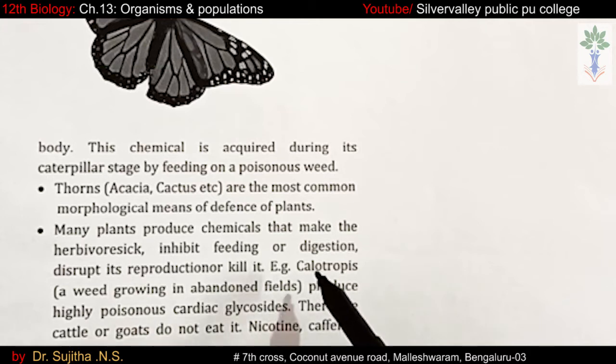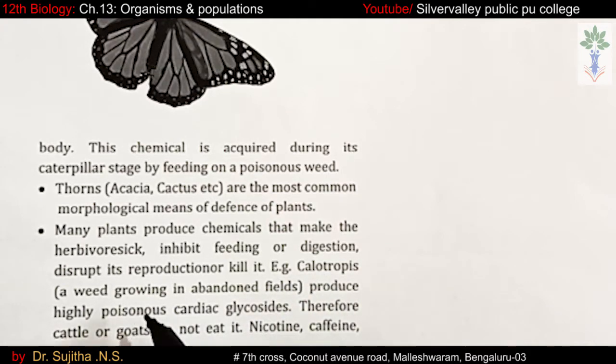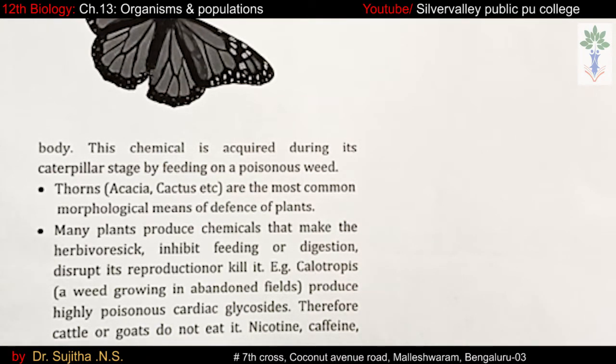For example, the Calotropis plant. Calotropis is a weed which is found growing in abandoned fields. Calotropis produces a highly poisonous substance called cardiac glycosides. Therefore, cattle or goats do not eat it.